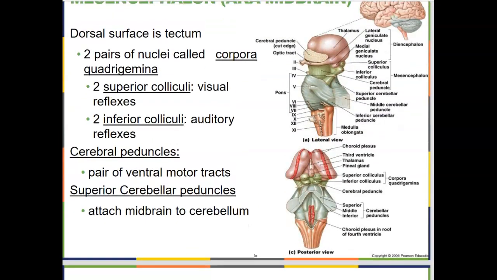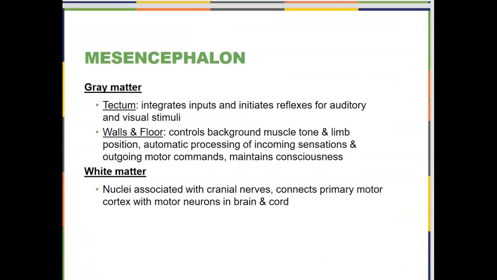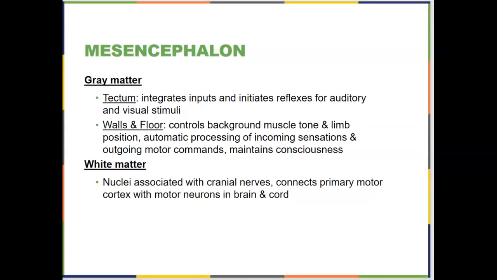So we have both lateral and posterior views of the midbrain. Please call it midbrain. Please don't call it reptilian brain. I might even put that on the quiz just because I want to see how many people will remember that. So mesencephalon, what's going on with the gray matter? Remember again, gray matter are the neurons, the cells of the brain that do the work. The tectum helps integrate information regarding auditory and visual stimuli.